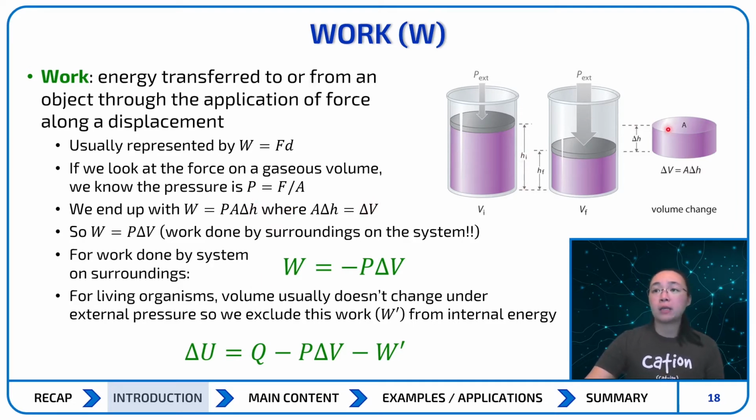Looking at this diagram here, we see that A times delta H, the change in height, is really just the volume of that purple cylinder. So we can call this delta V. Now we have a condensed version of this equation, W equals P times delta V. Keep in mind, this is the work done by the environment on the system. We now want to figure out the work done by the system to its environment.